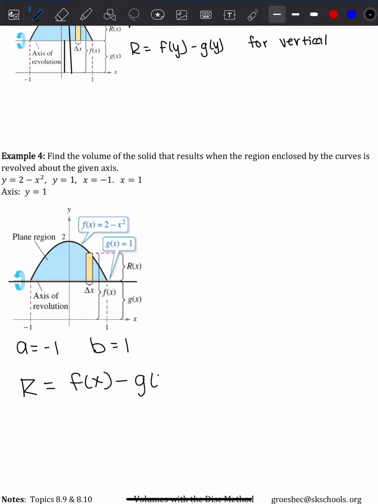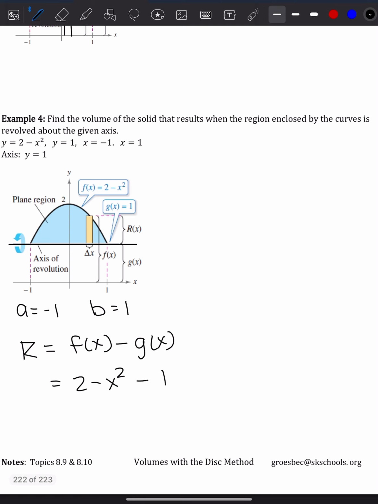So our top equation, f of x, minus g of x. f of x is 2 minus x squared. g of x is 1, so that's what we are going to subtract from it. I can go ahead and simplify this. We have 2 minus 1, so 1 minus x squared. So this is what we want to integrate. Our radius is 1 minus x squared.